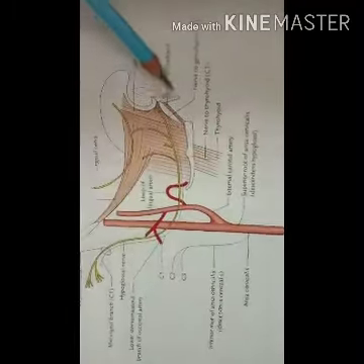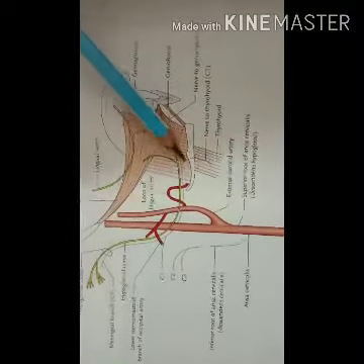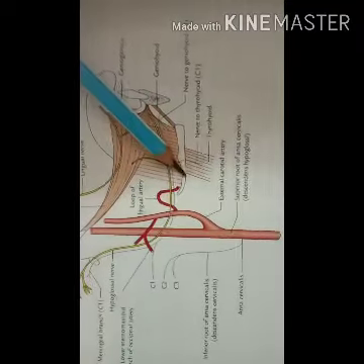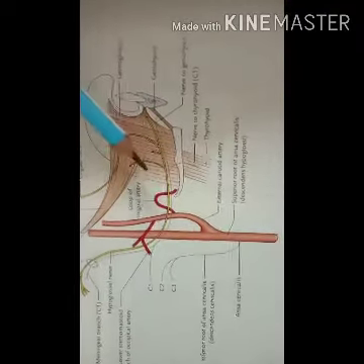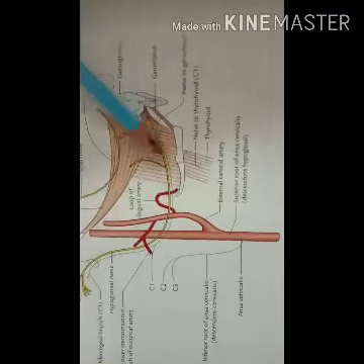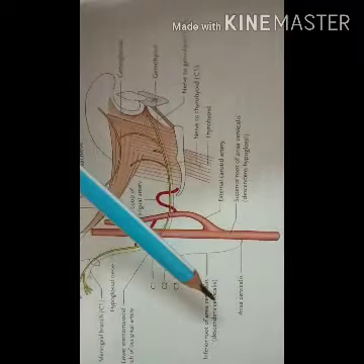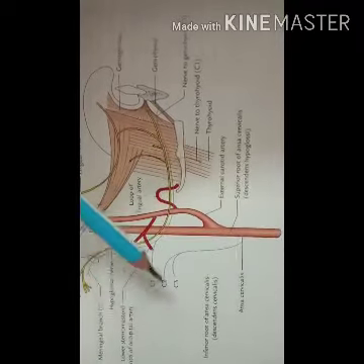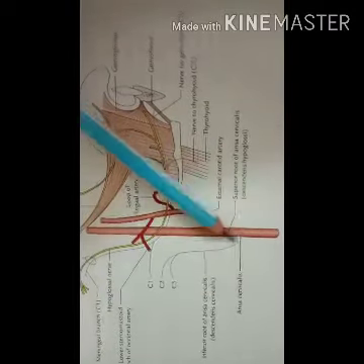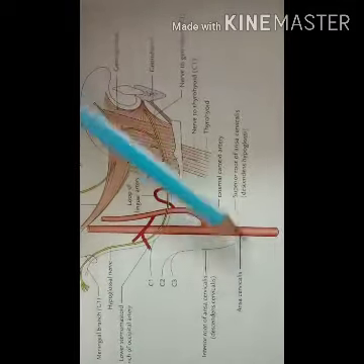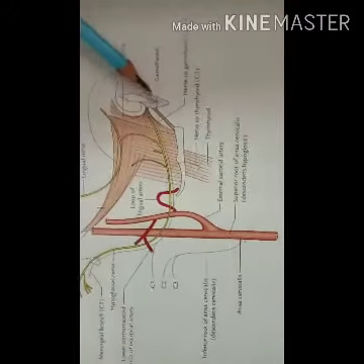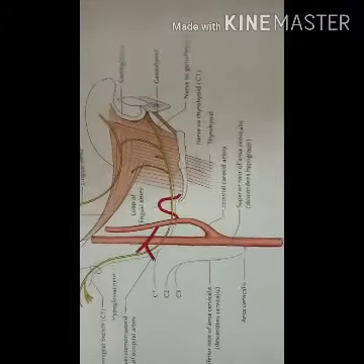Then the third branch, the nerve to the thyrohyoid. And the fourth one is the nerve to the geniohyoid. So there are four branches formed by the roots coming from the C1 spinal nerve: the meningeal branch, the part forming the ansa cervicalis, the nerve to the thyrohyoid, and the nerve to the geniohyoid muscle.